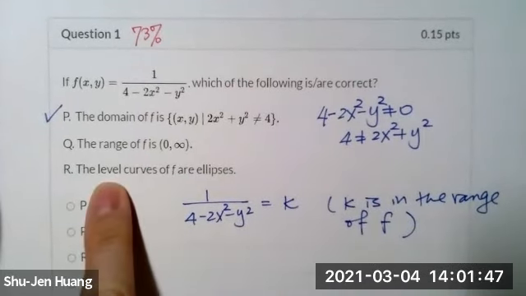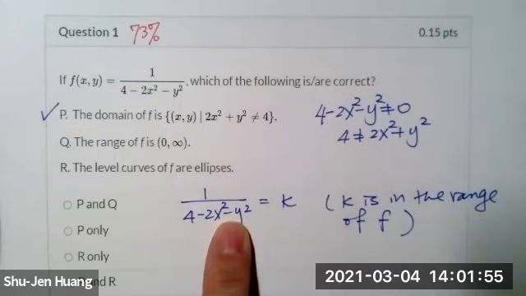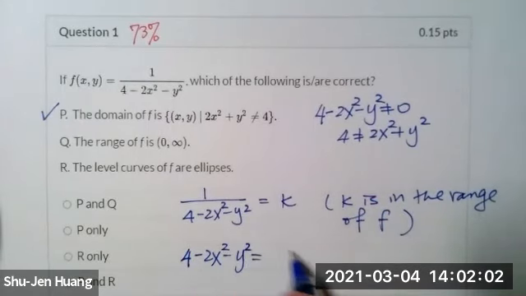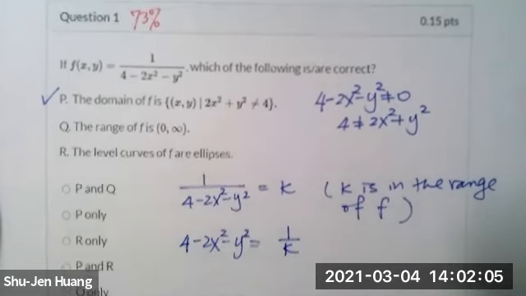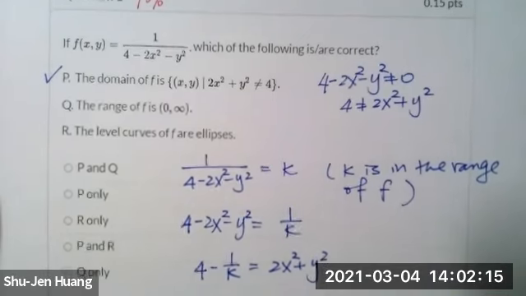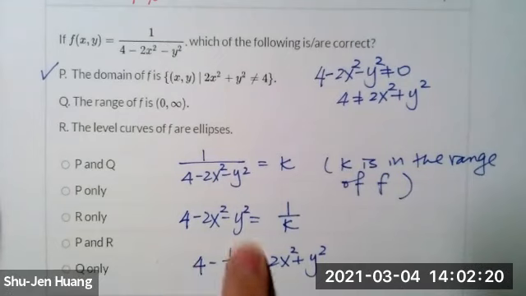Now we want to determine what the level curves are, so let's find the equation for x and y here. First of all, let's take the reciprocal on both sides. We get 4 minus 2x squared minus y squared equal to 1 over k. Then we move the x and y terms to one side, so we have 2x squared plus y squared equal to 4 minus 1 over k.